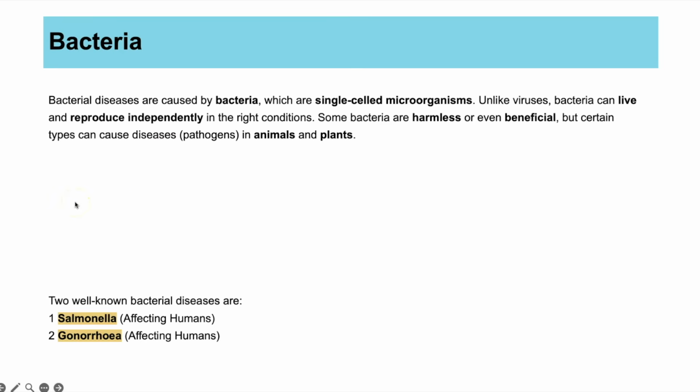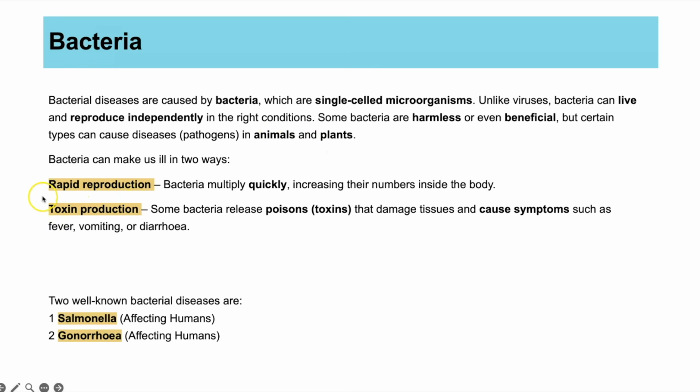and for that reason, bacteria can actually survive on surfaces. Some bacteria are harmless and some are actually beneficial to humans and other organisms, but if it does cause harm, it's known as a pathogen, and you do get pathogens that are bacteria that infect both animals and plants. The two key ways that they cause harm are by their rapid reproduction, increasing the number inside of you, and then you've got so many of them producing toxins, which are poisons. And those toxins could damage your tissues, or they could cause symptoms like we talked about earlier, like fever, vomiting, and even diarrhea. The examples that you need to know are two that infect humans, so salmonella and gonorrhea.